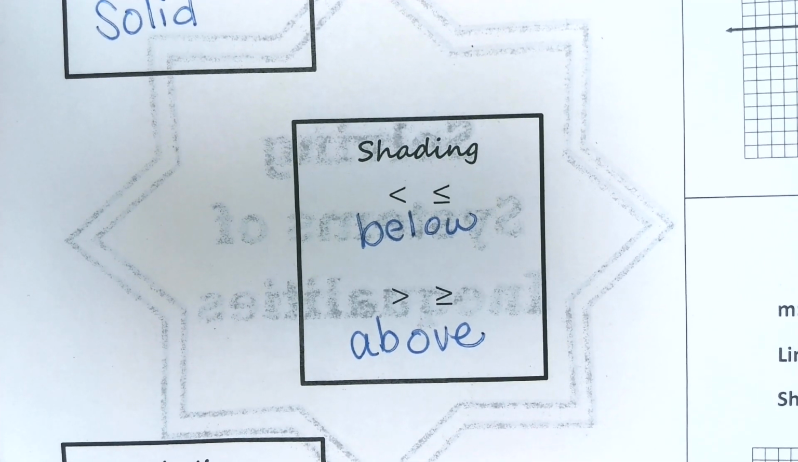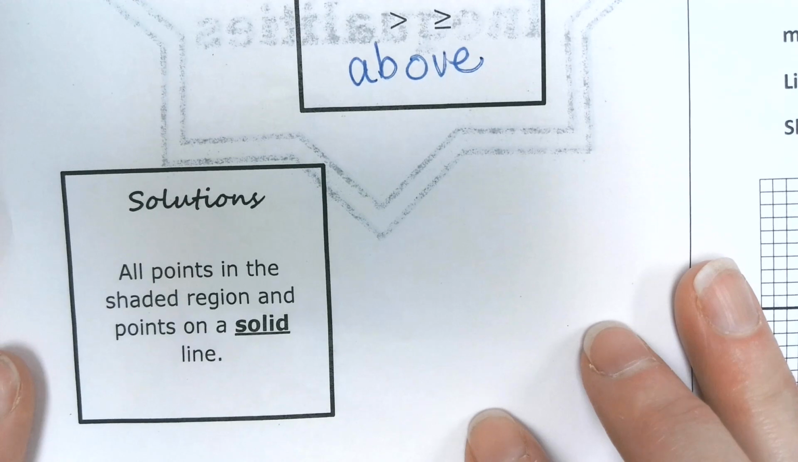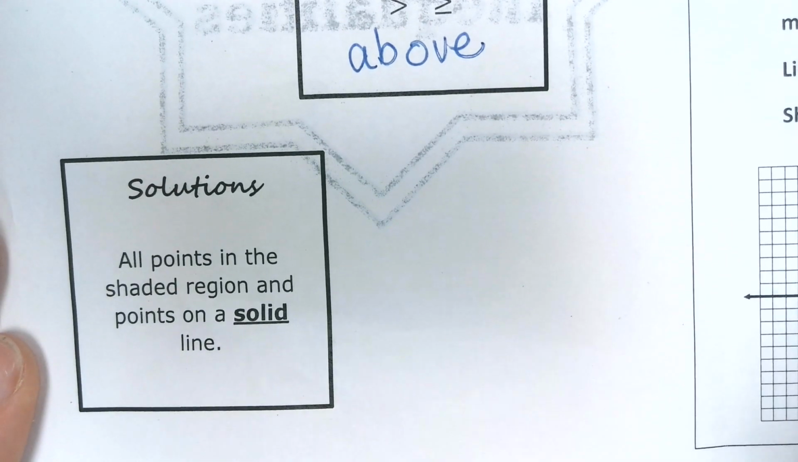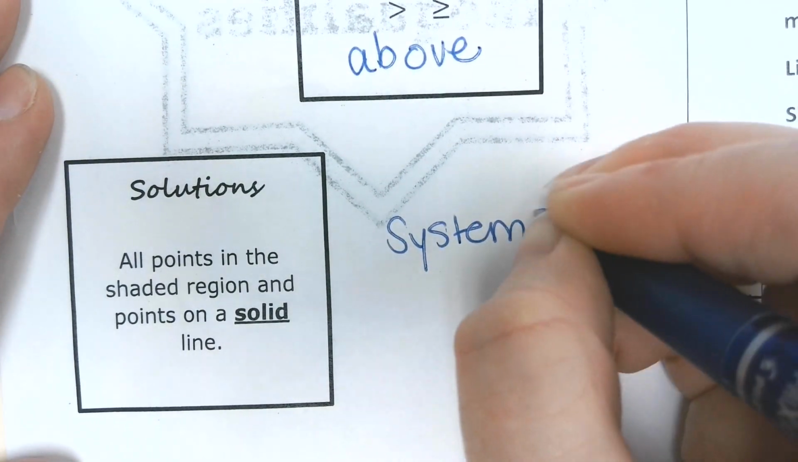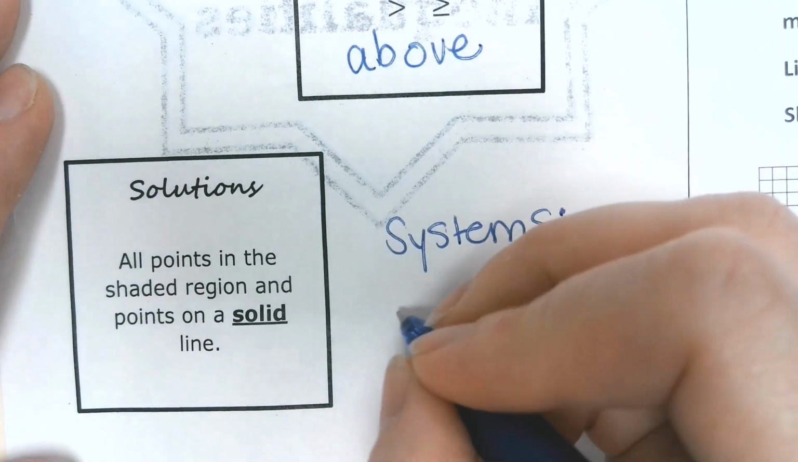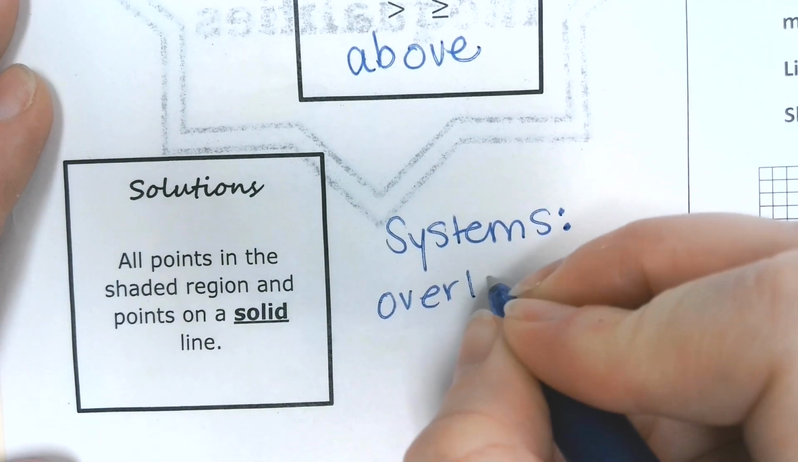And whenever you graph systems of inequalities, we're going to have two lines and two different shadings. So where the overlap is, that'll be our solution. All points in the shaded region and points on a solid line. So with systems, it's going to be the overlap shading.